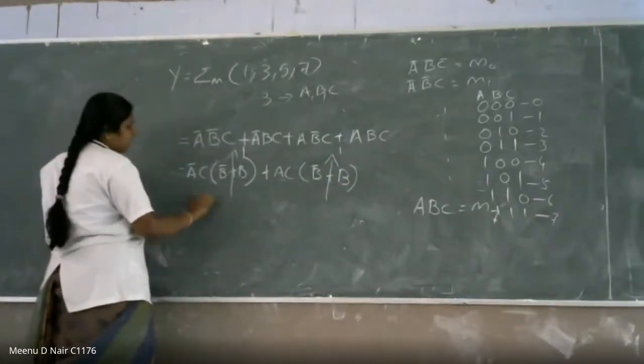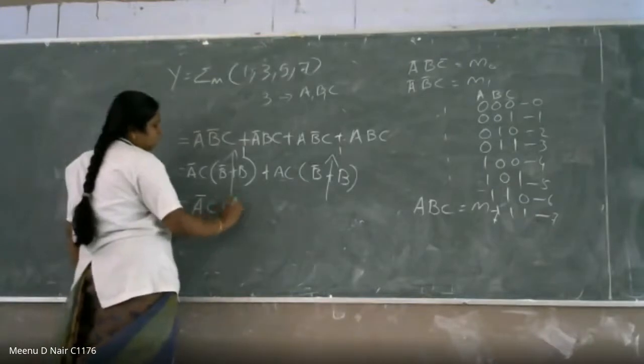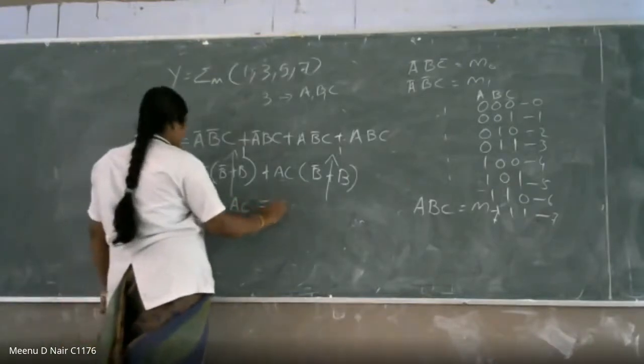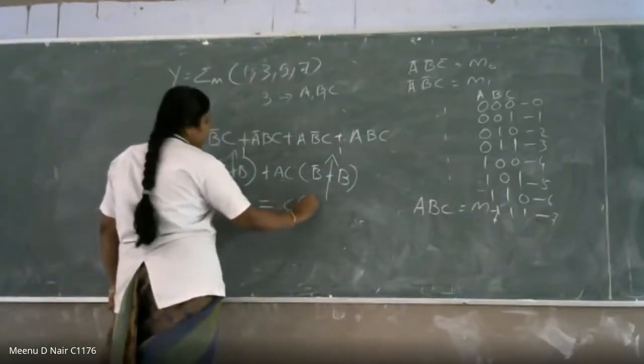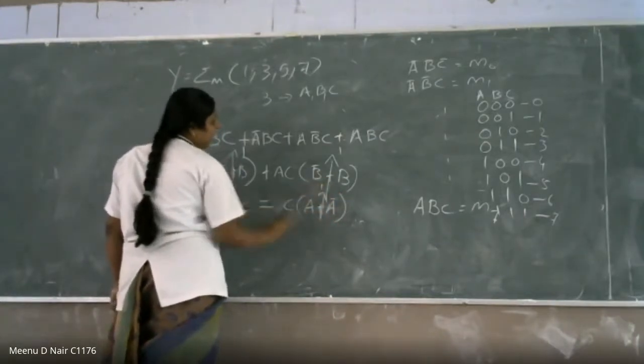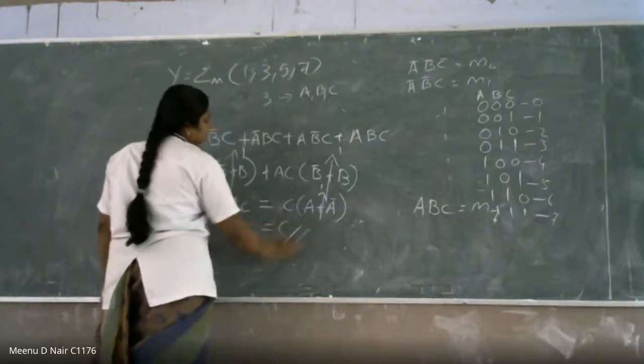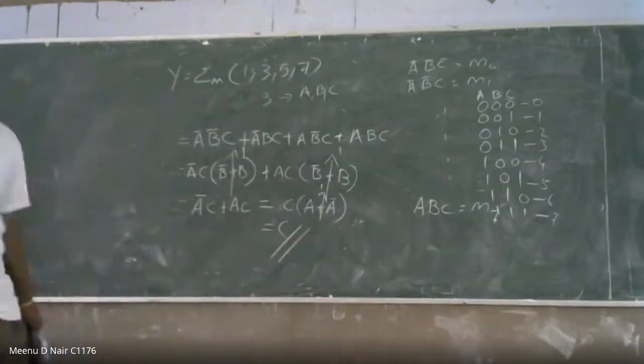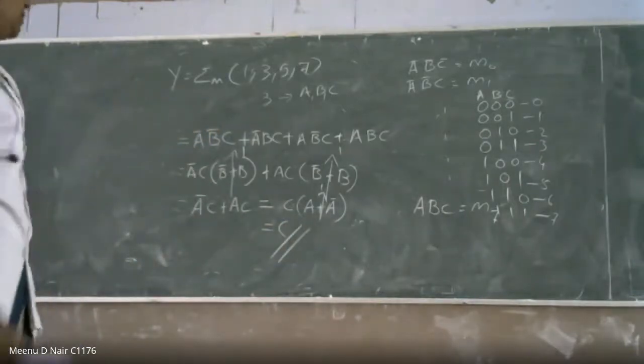So this is A bar C plus AC. So here C into A plus A bar. Again A plus A bar is equal to 1. Answer is C.